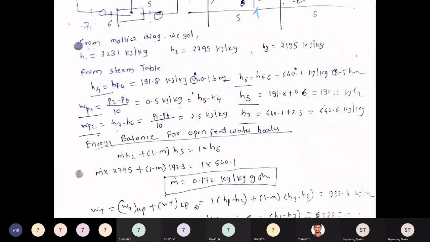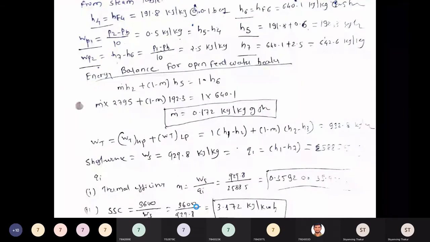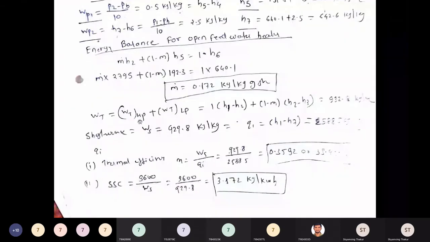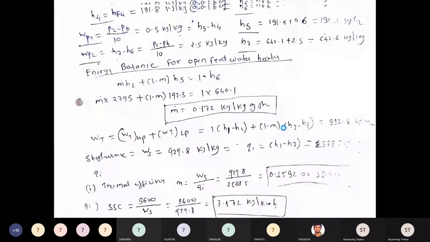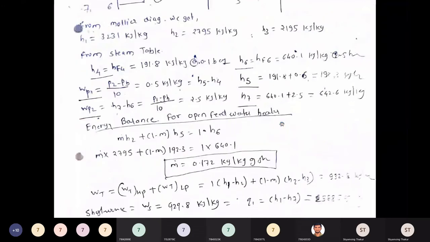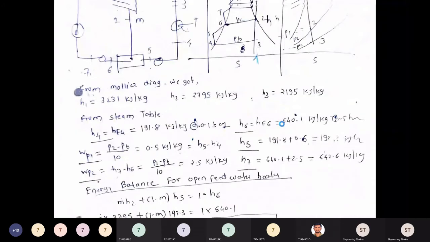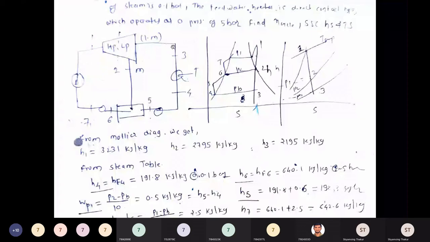Now you can solve the complete numerical. The work of the turbine: there are two turbines, high pressure and low pressure. Just by summing up, 1 into H1 minus H2 plus 1 minus m into H2 minus H3, as we have discussed, for 1 kg of steam. So 1 into H1 minus H2 plus 1 minus m into H2 minus H3 will give you the turbine work. Now the shaft work you can calculate.